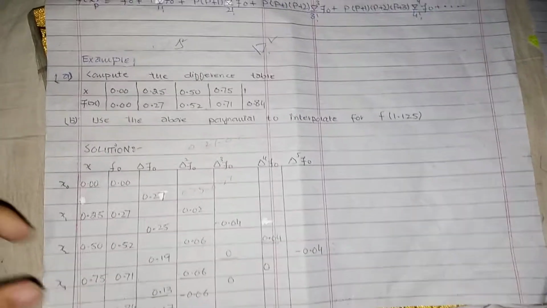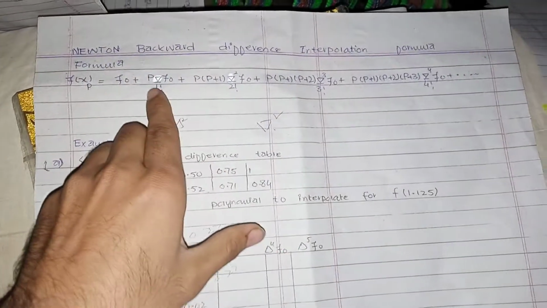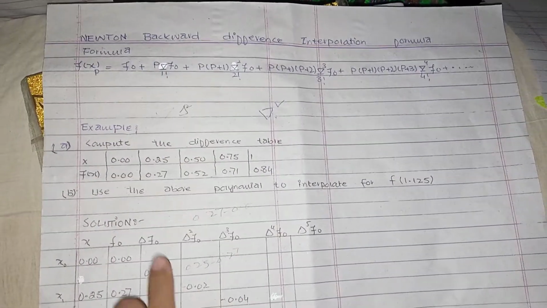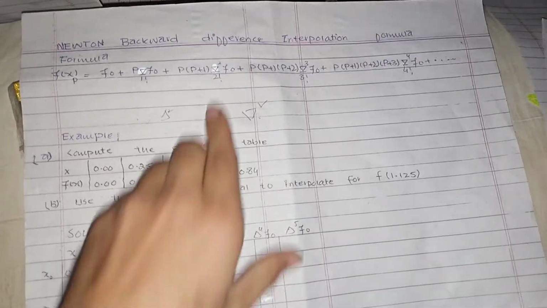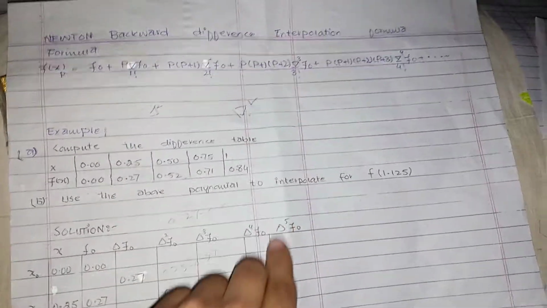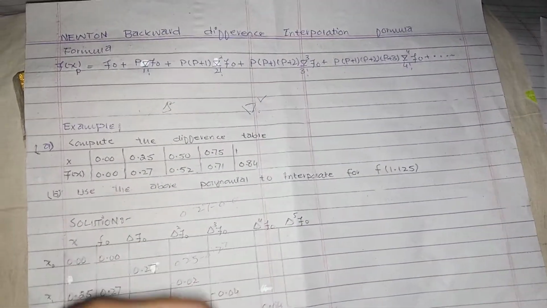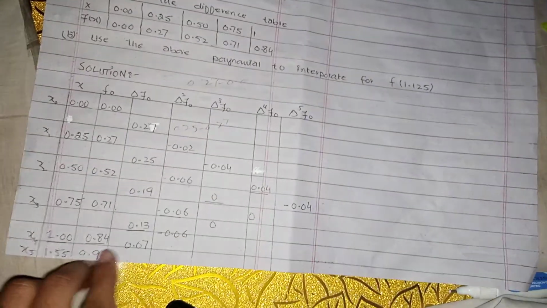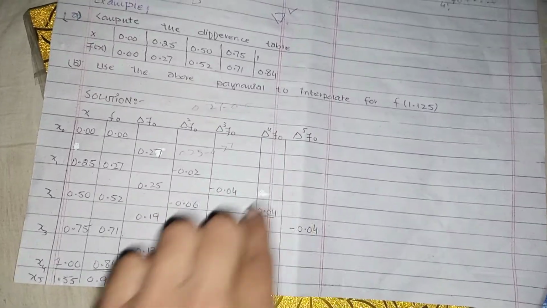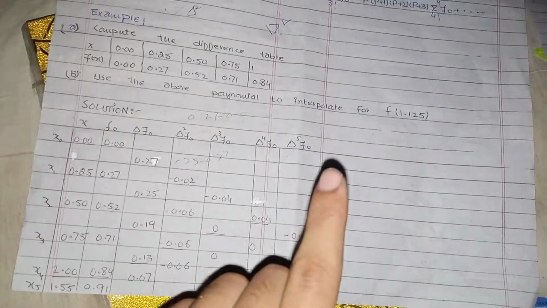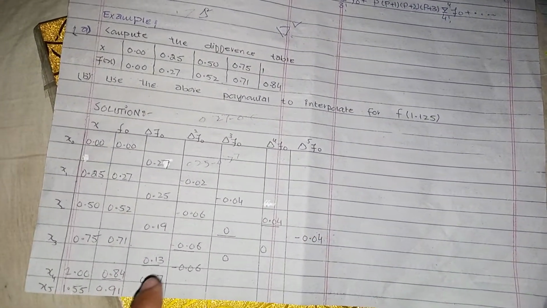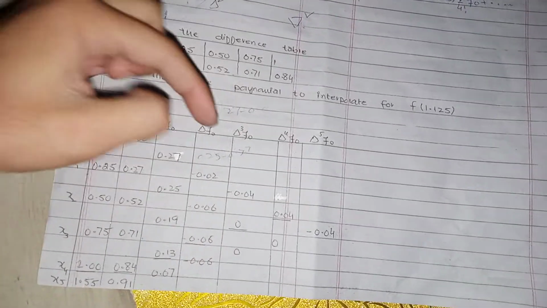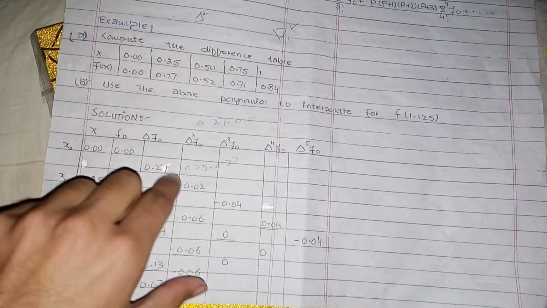And now from here you can see del f naught, del f naught, del square f naught, del square f naught. From here we can put all these values, but according to the rules, as it is Newton backward, we will go from this side, meaning from downward to upward. If it was Newton forward, then we would go from upward to downward.